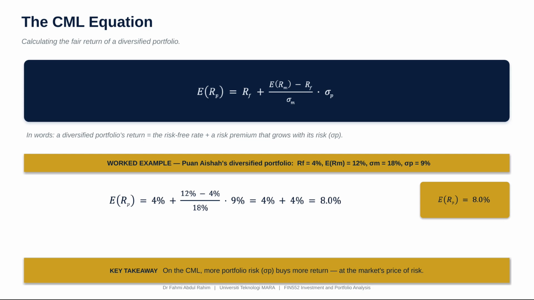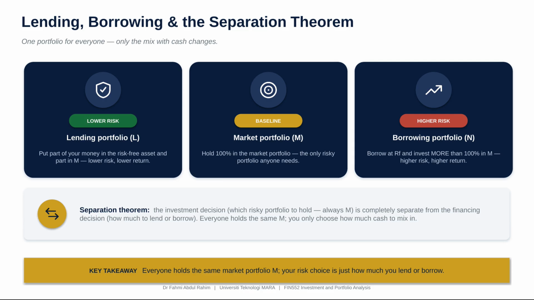Next, how do investors actually choose their spot on the line? Through lending and borrowing. We have said every investor picks a point on the capital market line, but how do they actually get to different points if everyone holds the same market portfolio M? The answer is through lending and borrowing, and it leads to one of the most elegant ideas in finance.